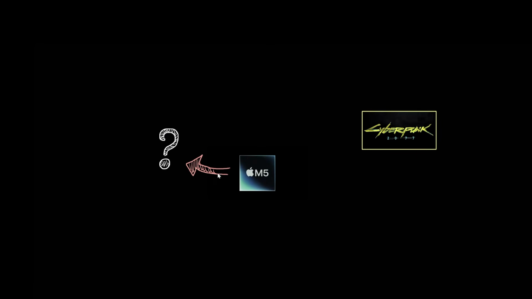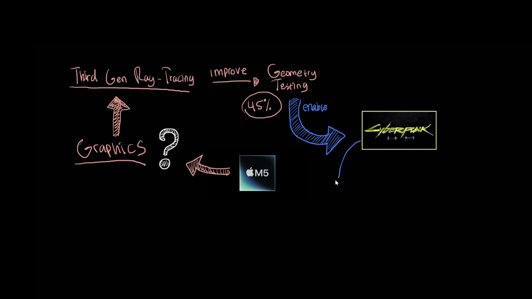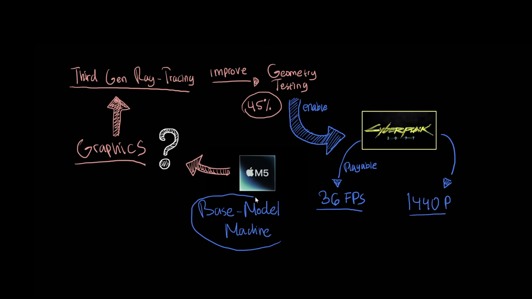In terms of graphics, the third-generation ray tracing units have improved the geometry testing by 45%, enabling heavy titles like Cyberpunk 2077 to finally sustain a playable 36 frames per second at 1440p resolution on a base model machine.